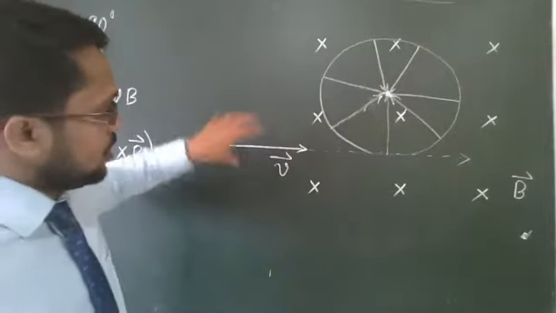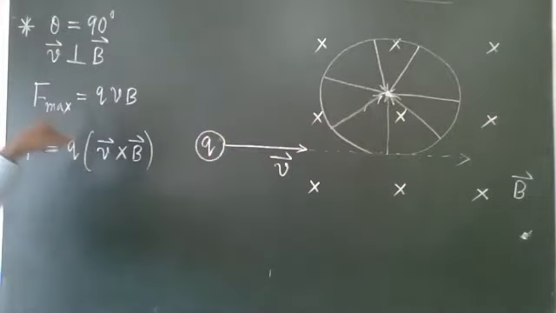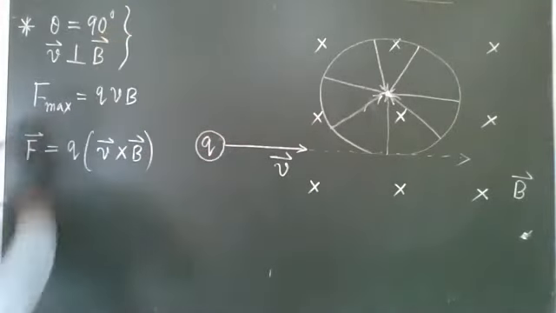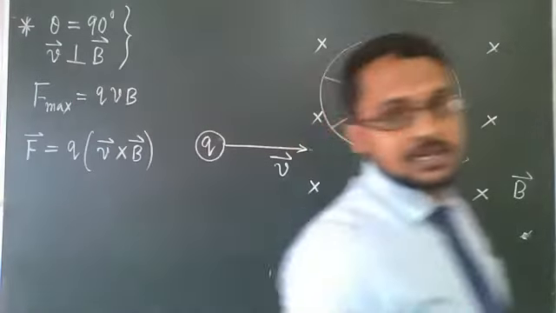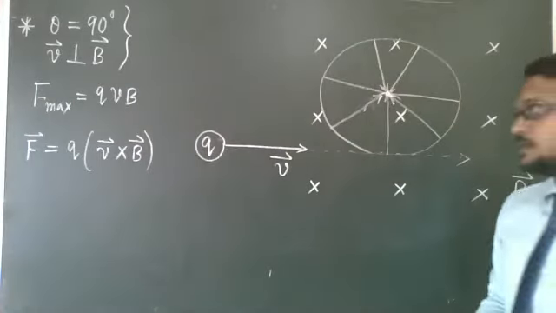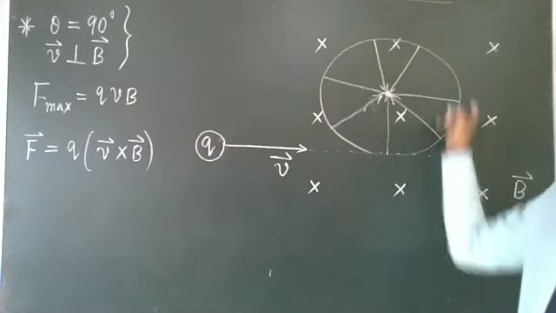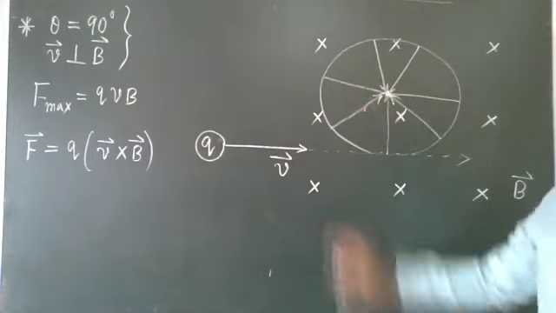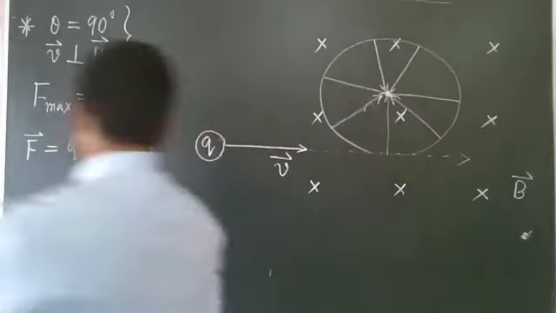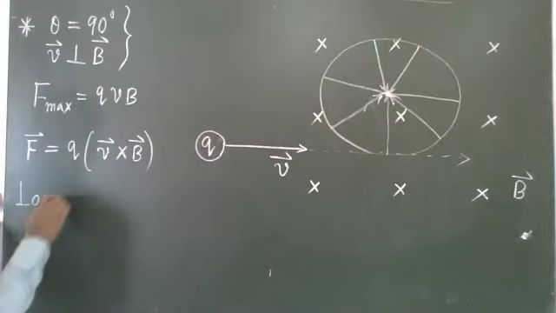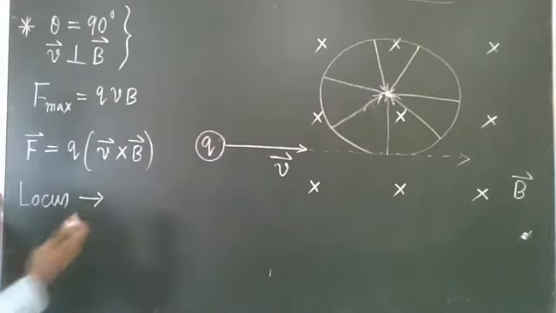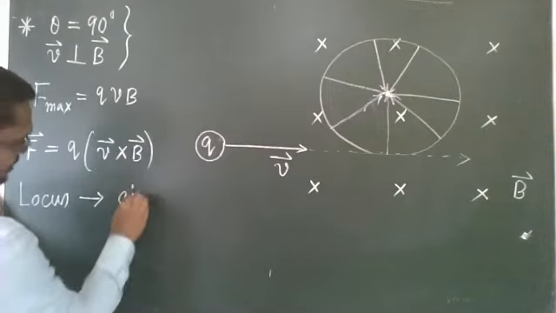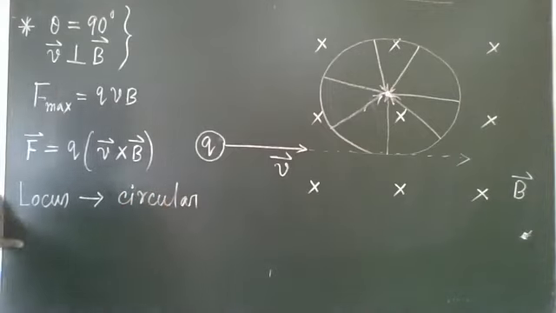So when V and B are perpendicular to each other, this question is also very, very important. When V and B are perpendicular to each other, what will be the locus of that charged particle? The locus will be circular. Clear? Or what will be the path? That will be circular. Clear? These small questions are important. Is it clear?